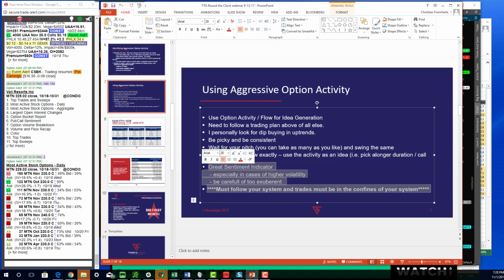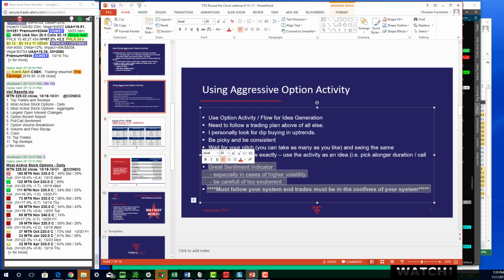So be cognizant of how many positions you have on. Everybody has a different number that they're comfortable managing and a different capacity. I generally don't like to put on more than 20 different swing trades. I think 10 is really a good number. But you have to be cognizant of that in managing. And again, that's kind of another webinar on strategy.